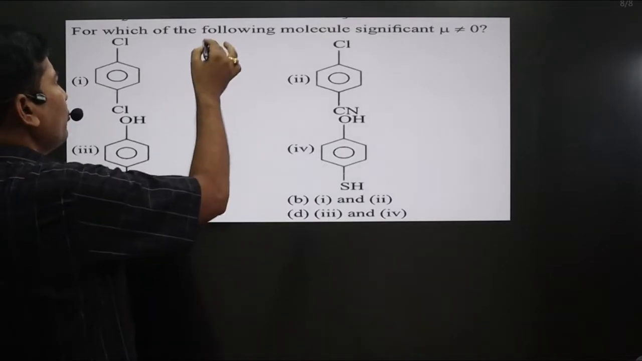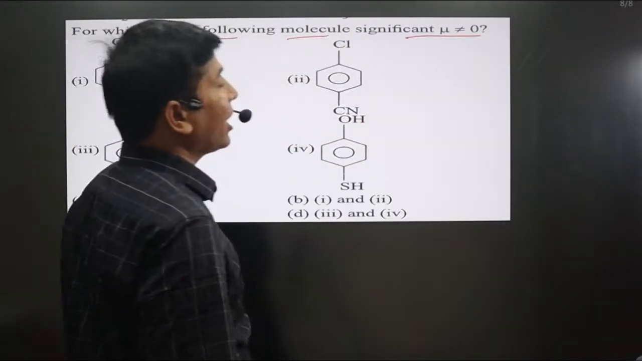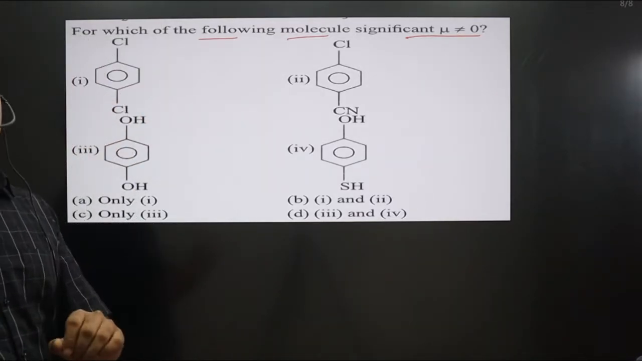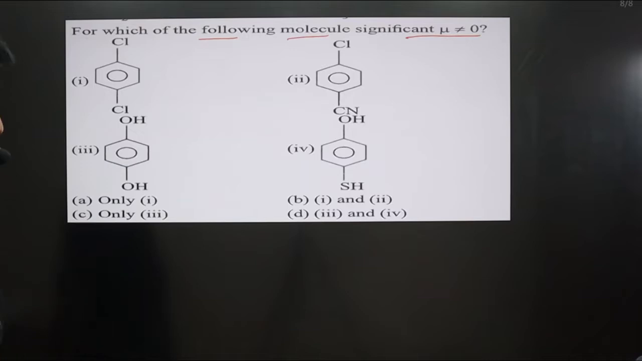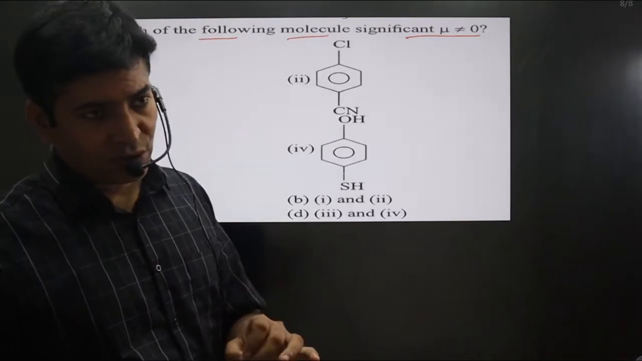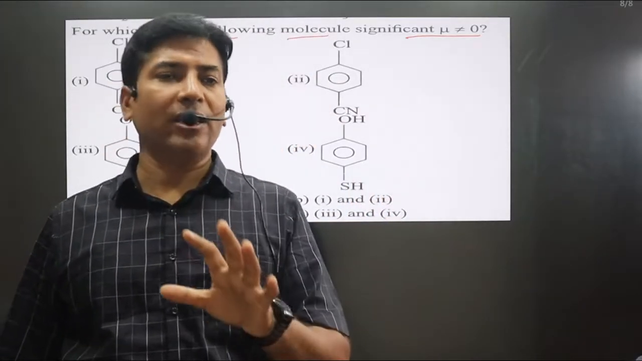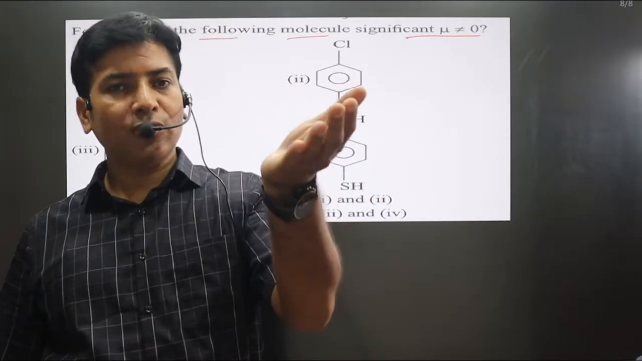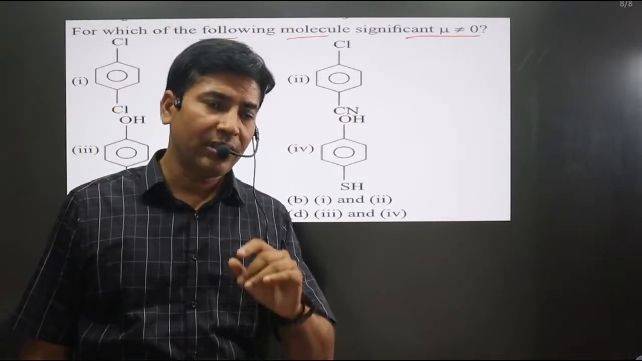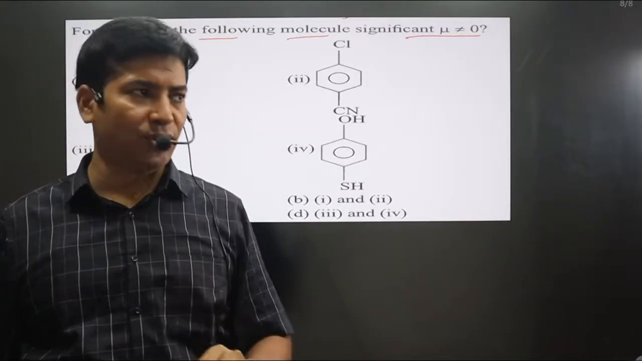The question says: for which of the following molecules is the dipole moment non-zero? That means which molecule is polar by nature. Always keep in mind that dipole moment is directly proportional to the electronegativity difference between the atoms. The higher the electronegativity difference between the atoms, the higher the dipole moment. If the electronegativity difference is 0, then the dipole moment will also be 0.